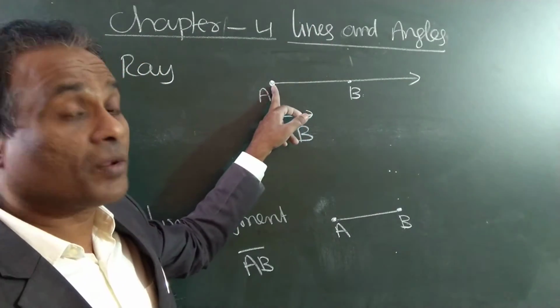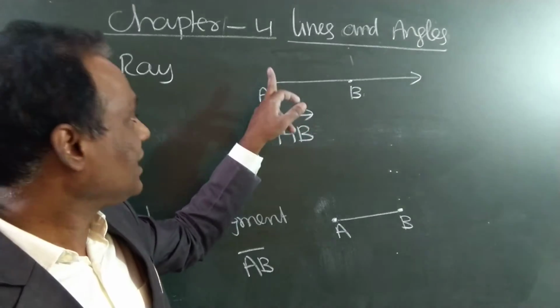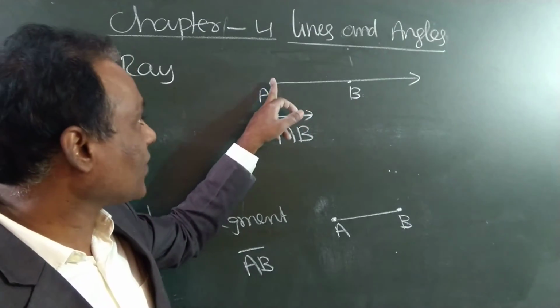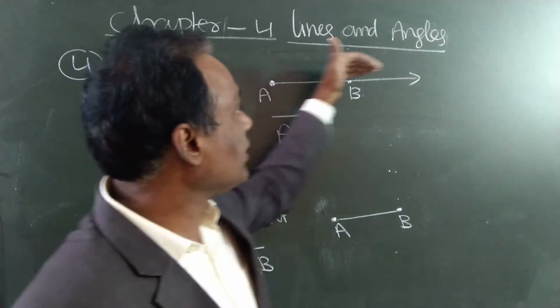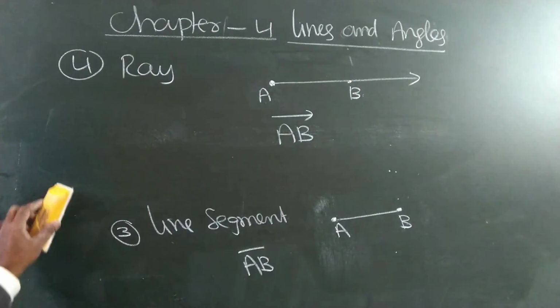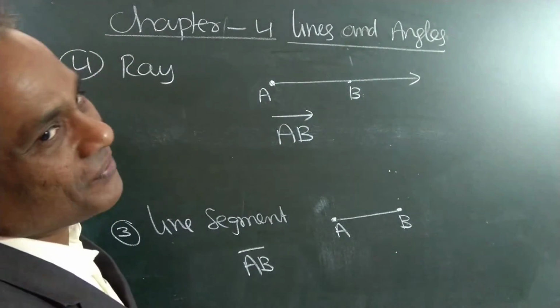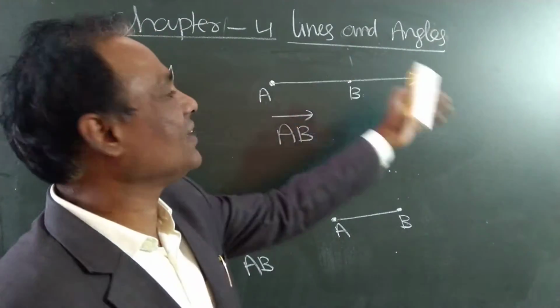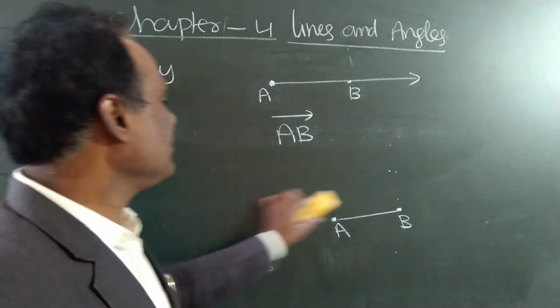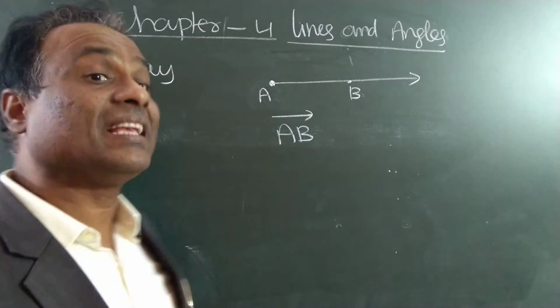Ray means there will be one initial point, a starting point. From that it starts and it moves in one direction. That is called a ray. It is nothing but half line. If it continues on this side, it becomes a line. Only half line is a ray. Half line with the initial point is called a ray.